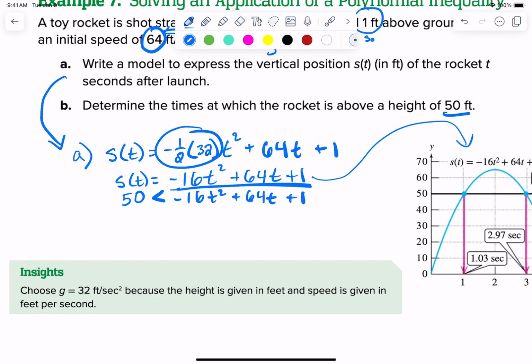Can I subtract the 50 over? Let's do that. Okay, 0. This is what I have.